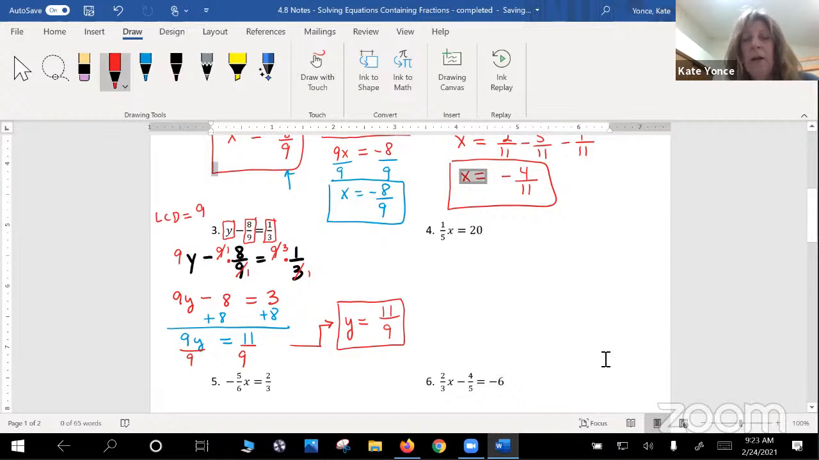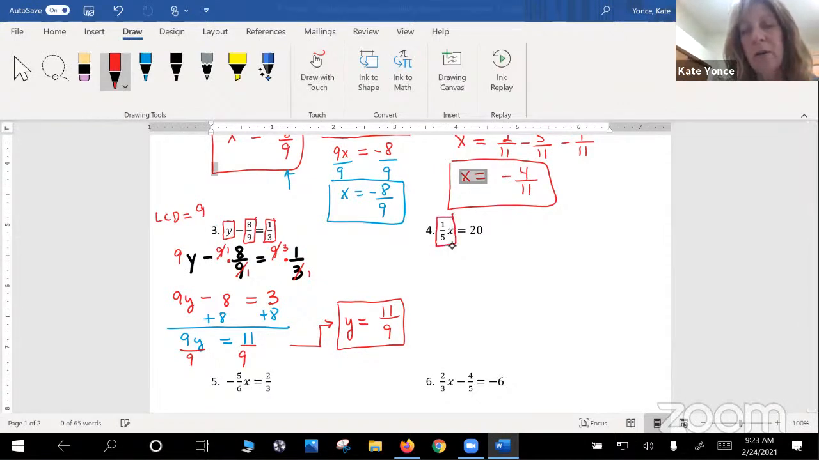All right. In number 4, how many terms do we have? One term. Remember, terms are separated by pluses, minuses, or equal signs. So 2 terms. What's our first term? 1/5 x and 20. So we have 2 terms here. That means when we figure out an LCD, we have to multiply both terms by that. But there's only one fraction. So what is my LCD?